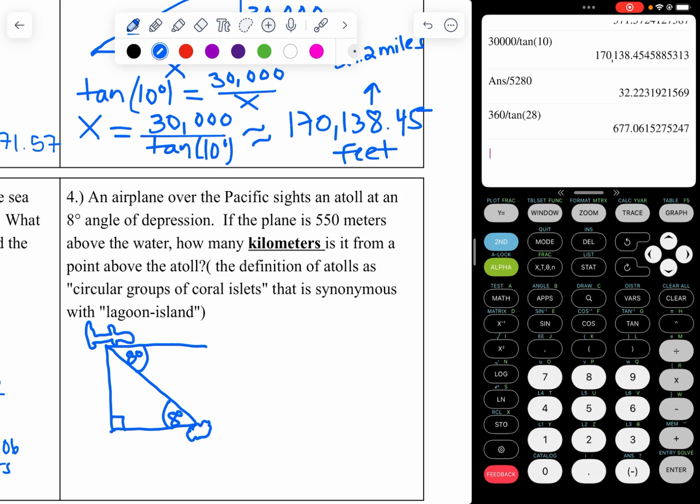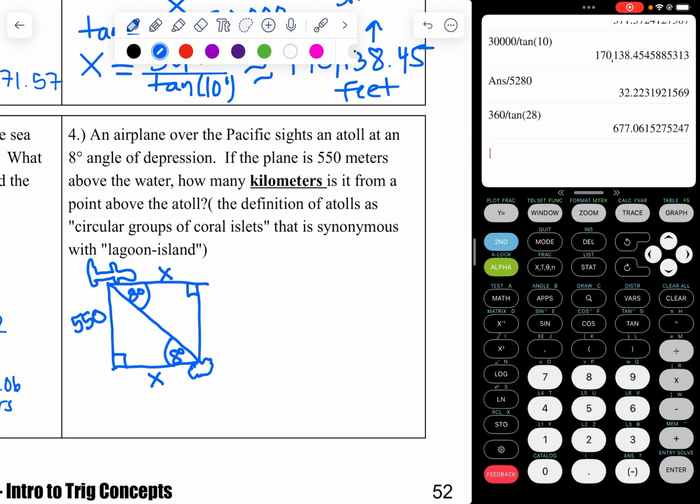The plane is 550 meters above the water. And we're looking for how many kilometers it is from the point above the atoll. So we're looking for this distance here. If we would take this point, we're looking for that distance, whichever way you want to think of it. We know the opposite side. We're looking for the adjacent side. So again, tangent is a good choice here.